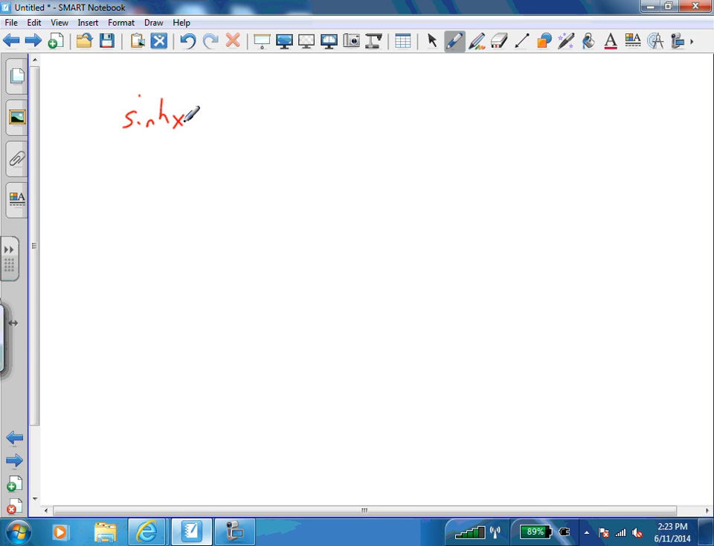So the first of these functions is what's called, the way we name this, hyperbolic sine. And it looks just like sine except we put an h in there. Sometimes instead of using the full name hyperbolic sine, we'll pronounce it cinch.